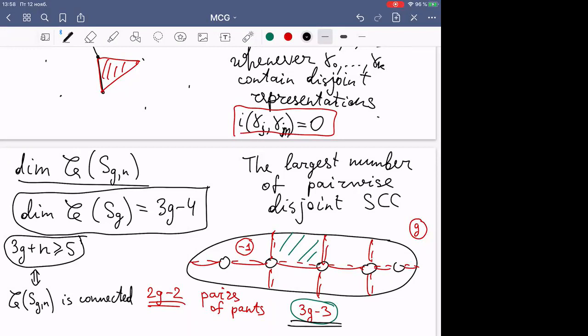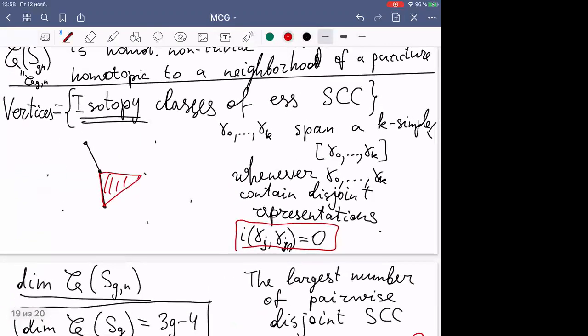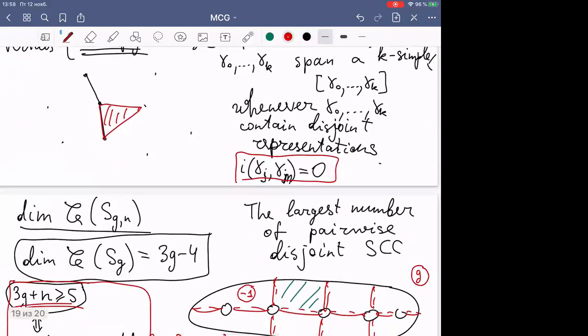For a torus, it is not connected. We have just a disjoint number of vertices, and it is not interesting. So it is interesting to consider the curve complex under this restriction, and in this situation, it is always connected. And when I speak about dimension and so on, I always assume that this restriction is here. Also the dimension of this complex is 3g minus 4, and this complex is a so-called pure complex.